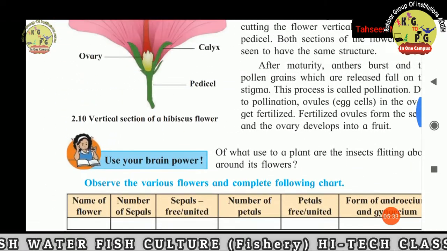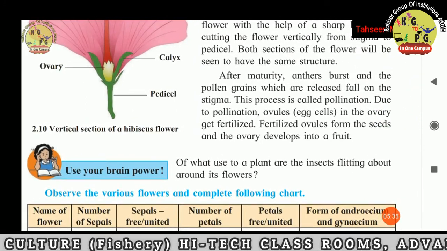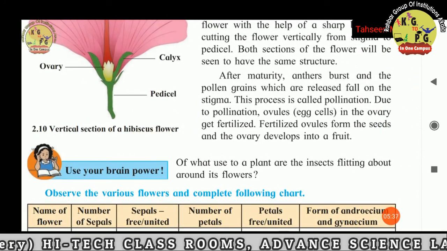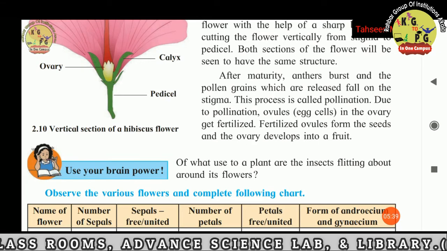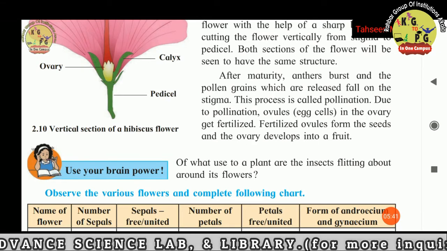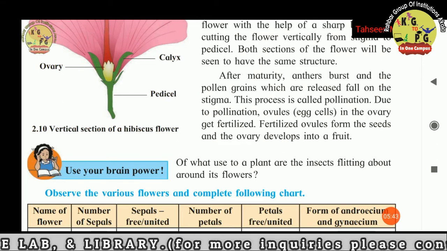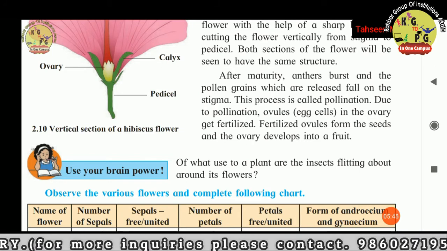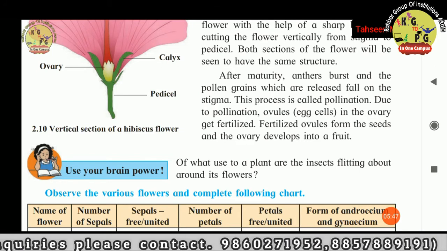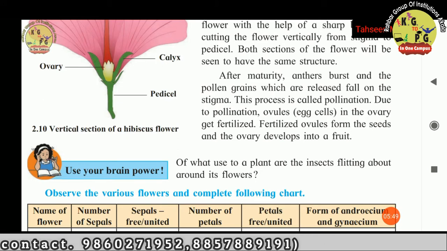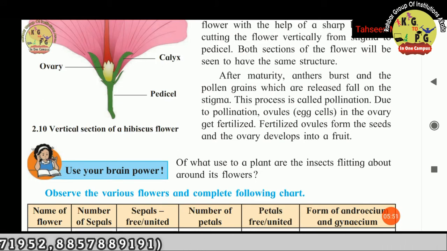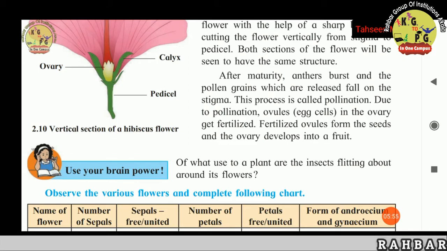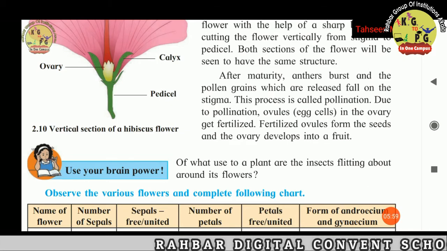After maturity, anthers burst and the pollen grains which are released fall on the stigma. This process is called pollination. Due to pollination, ovules, egg cells in the ovary get fertilized. Fertilized ovules form the seeds and the ovary develops into a fruit. In this way, the formation of seed is completed.